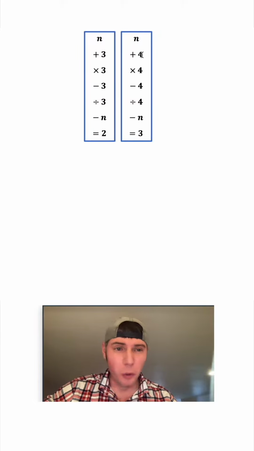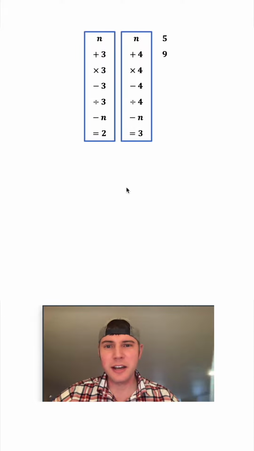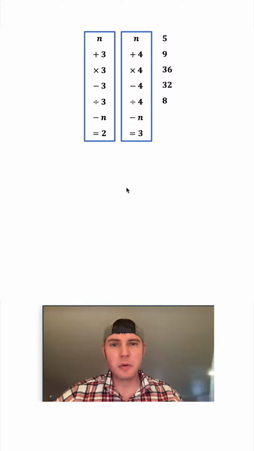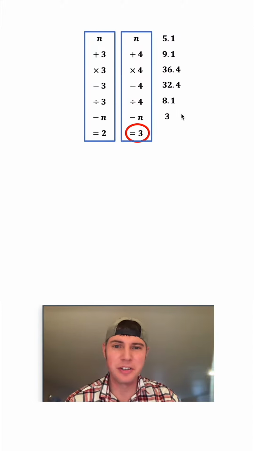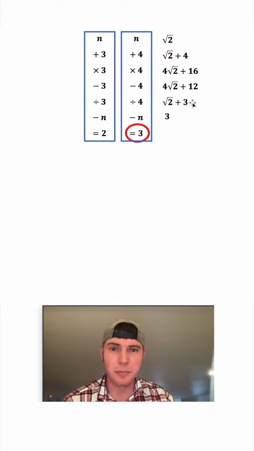If we add 4, multiply by 4, subtract 4, divide by 4, and then subtract the original number, we're always going to get 3. So 5 plus 4 is 9, times 4 is 36, minus 4 is 32, divided by 4 is 8. And then when we subtract the original 5 from that, we're back at 3. It also works for decimal numbers, brings us back to 3, or even for irrational numbers like square root of 2. This ended up bringing us back to 3.